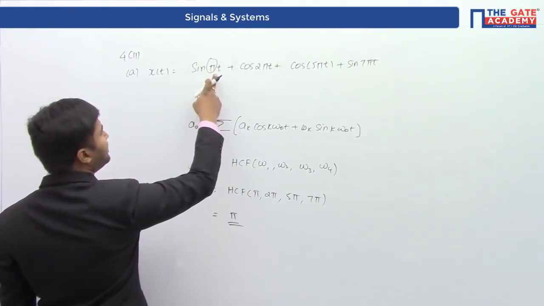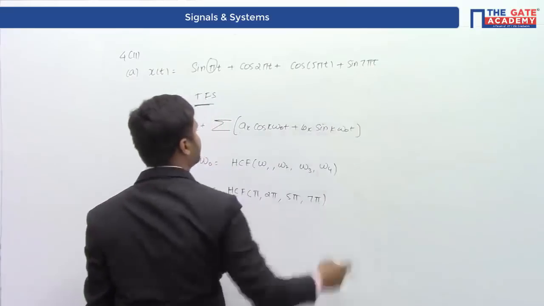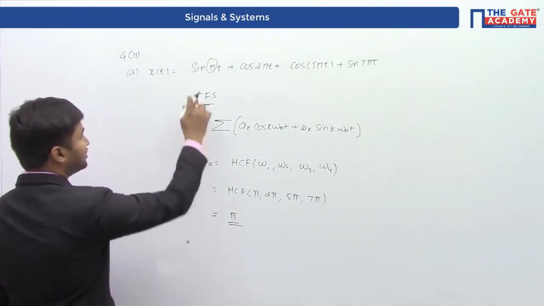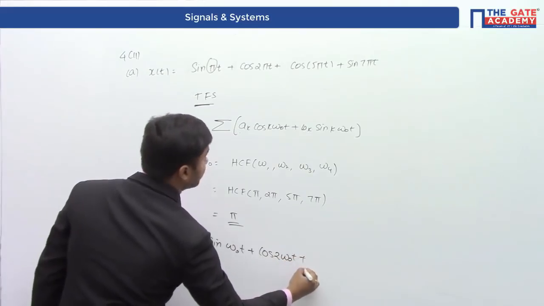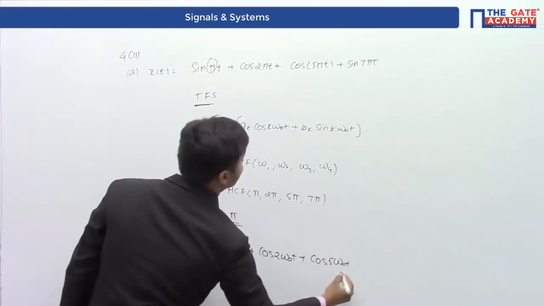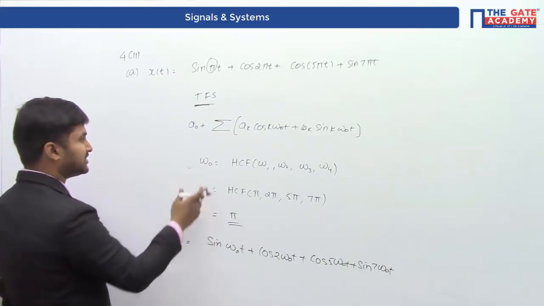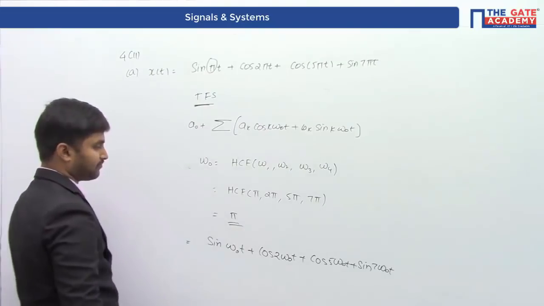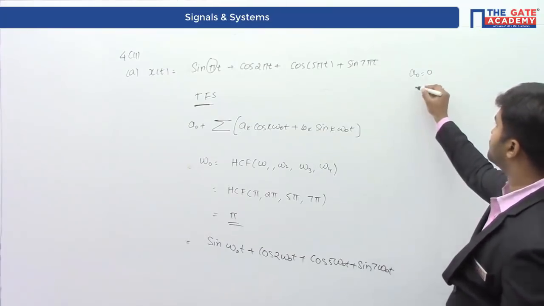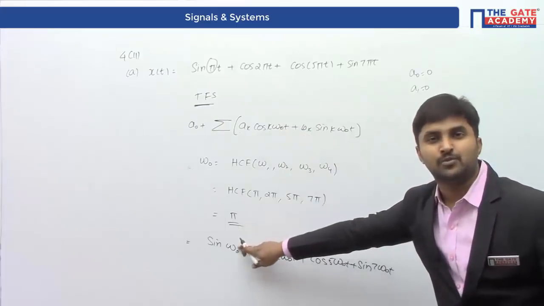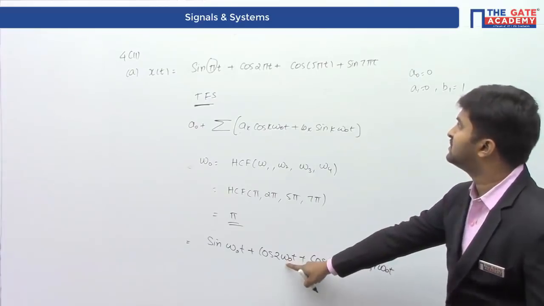So you have sin omega naught t plus cos 2 omega naught t plus cos 5 omega naught t plus sin 7 omega naught t. So this is the trigonometric Fourier series. Therefore you can compute the values of ak and bk. a0 is clearly equal to 0 and the value of a1 is equal to 0, as there is no cos omega naught t term. The non-zero term is going to be b1, and b1 is 1.